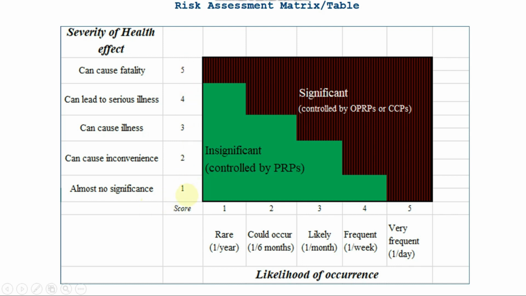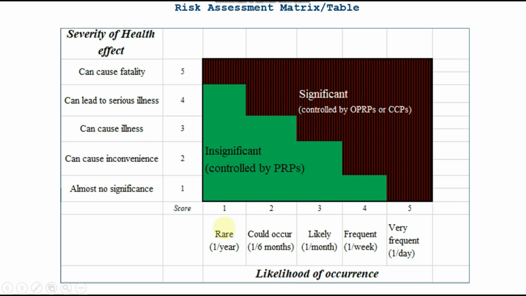On the x-axis, 1 means once a year, 2 means once in 6 months, and likewise I have mentioned once in a month. You can also mention once in a quarter, and then frequent means once in a week, and very frequent means once a day. So that's our risk assessment matrix. By using this, we will fill that area.